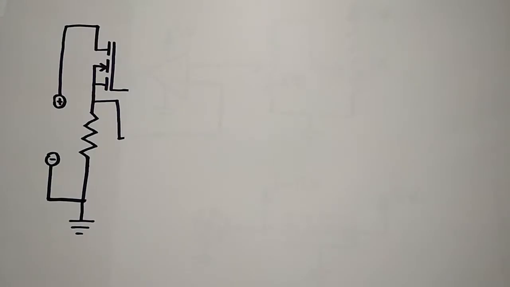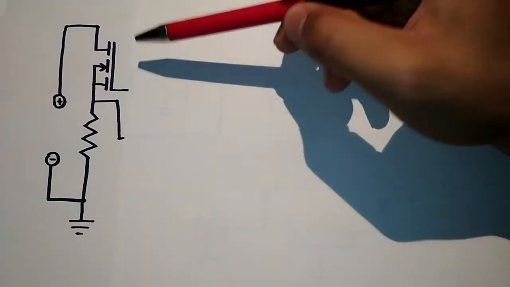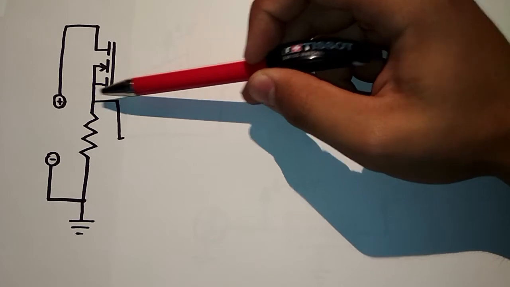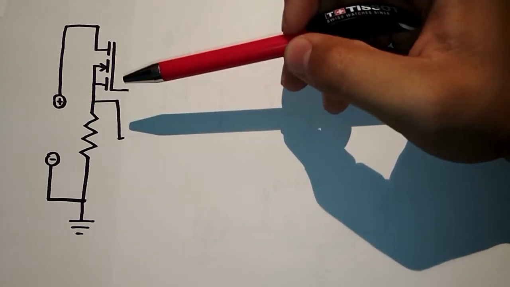The way this circuit works is very simple. We have a MOSFET controlling the current here and a shunt resistor giving us a feedback voltage as to how much current is flowing.